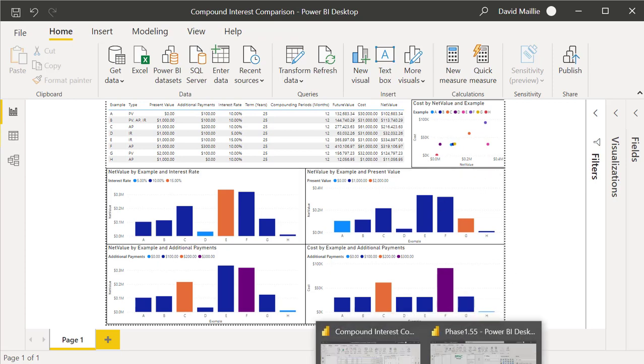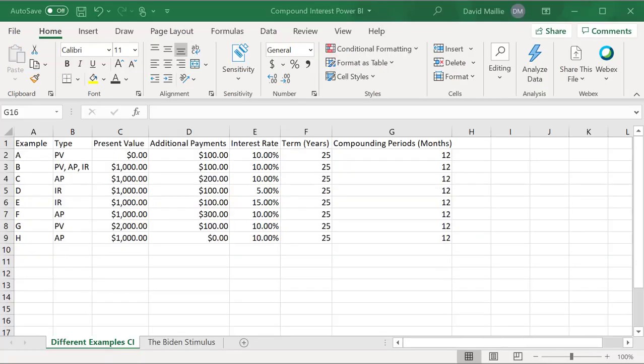So if I go to Excel and bring this up, this is our actual Excel sheet. And if you notice here, all I have on this is the example, A through H. I have type, and I have these columns labeled: present value, additional payments, and interest rate. That's our primary things we're looking at. And then we've got term, which is the years. In this case, we're looking at all 25 years.